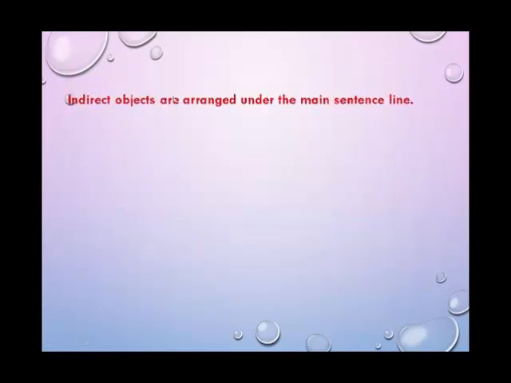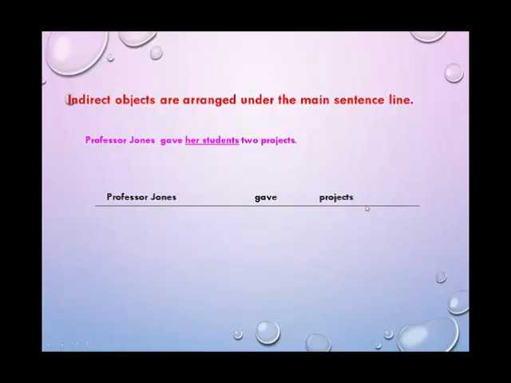In this sentence we are going to practice how to diagram indirect objects. Indirect objects are arranged under the main sentence line. For example, Professor Jones gave her students two projects. Now we are going to diagram the sentence on the baseline, also called the horizontal line. First of all, we diagram the subject, which is Professor Jones, and then we separate the subject from the predicate using a vertical line. Right after the vertical line, we write the verb, which in this case is gave.